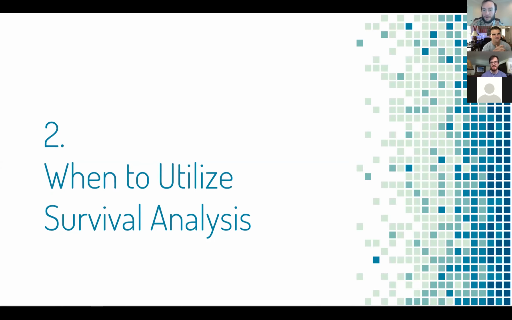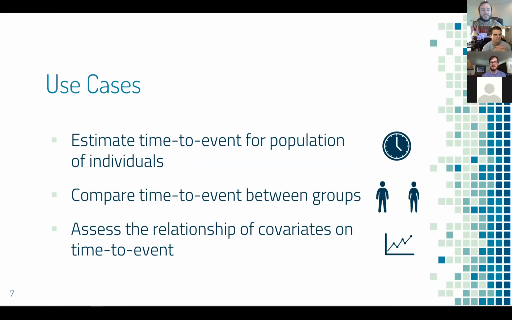Okay, so some of the use cases for survival analysis. So estimating the time to event for a population of individuals. Time to event just means the time from the start of a study until the event of interest. And for the time to event, we're going to be looking at the Kaplan-Meier estimator. That's a very popular one to use.